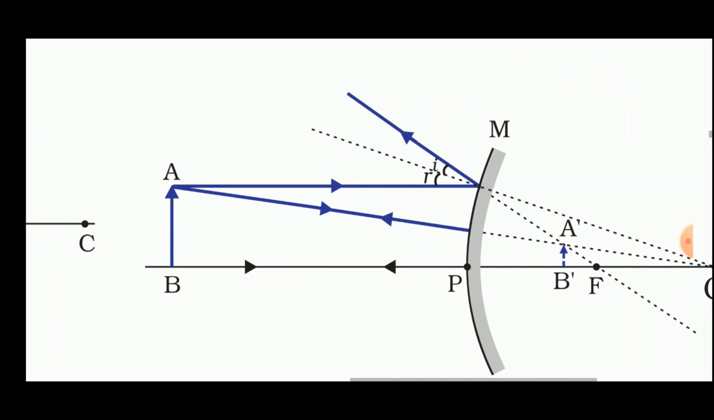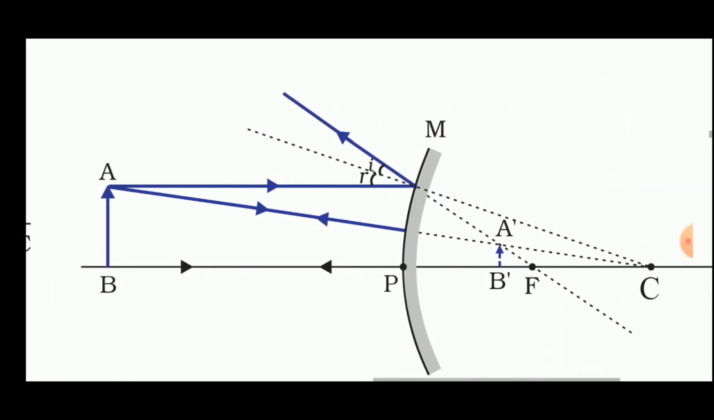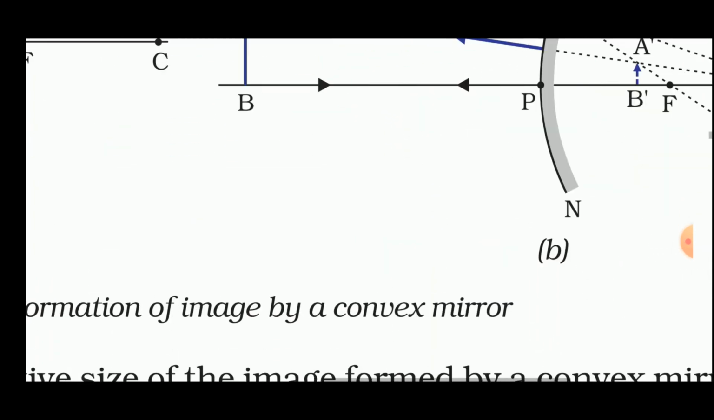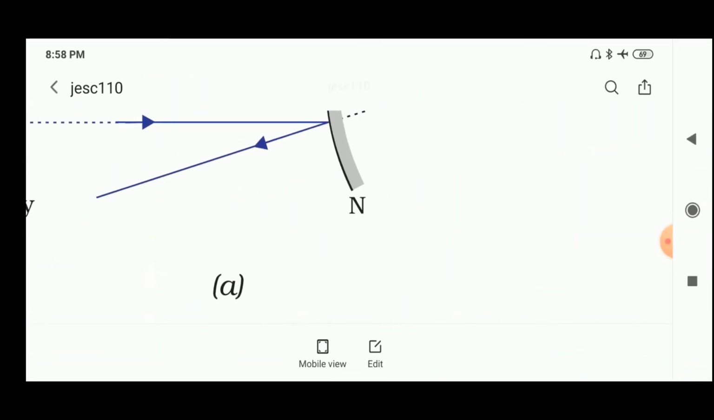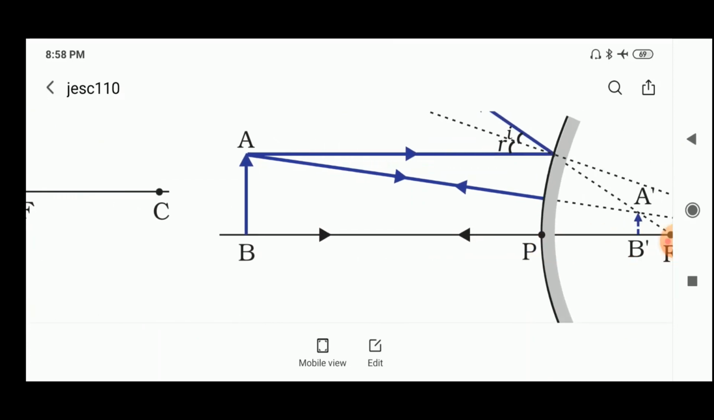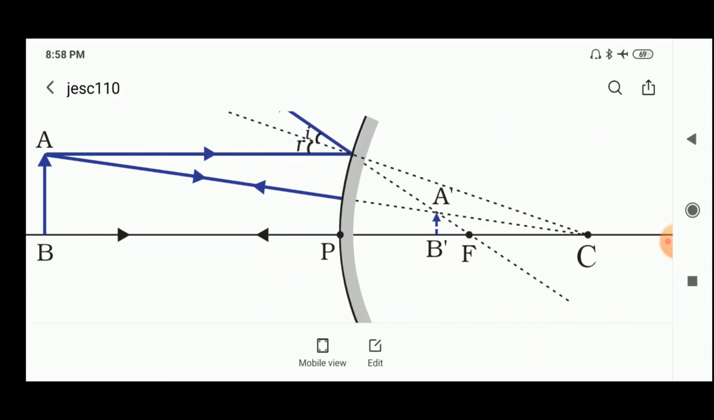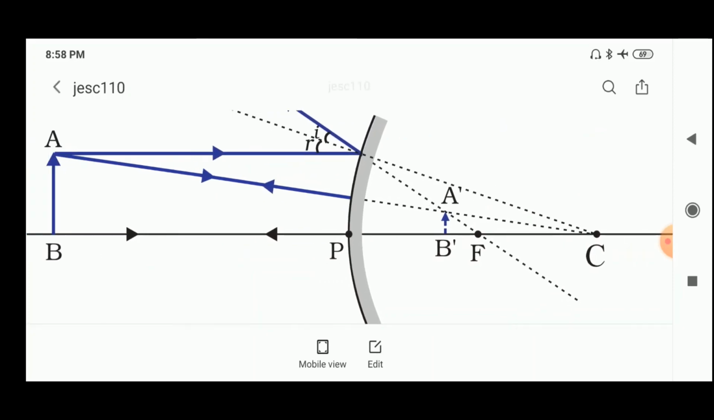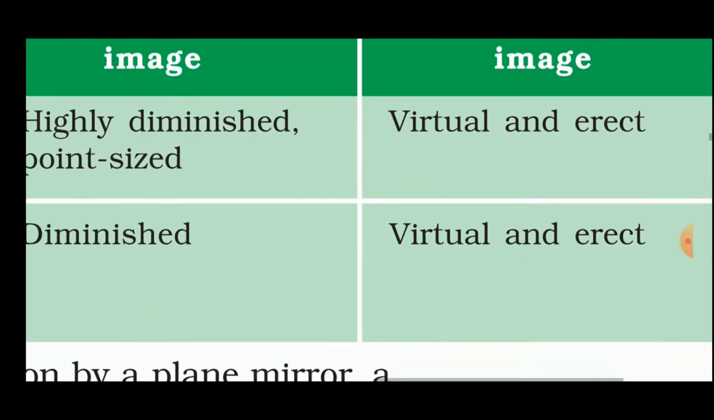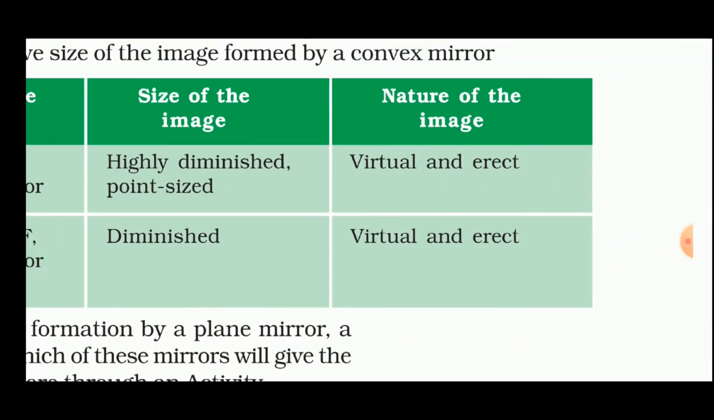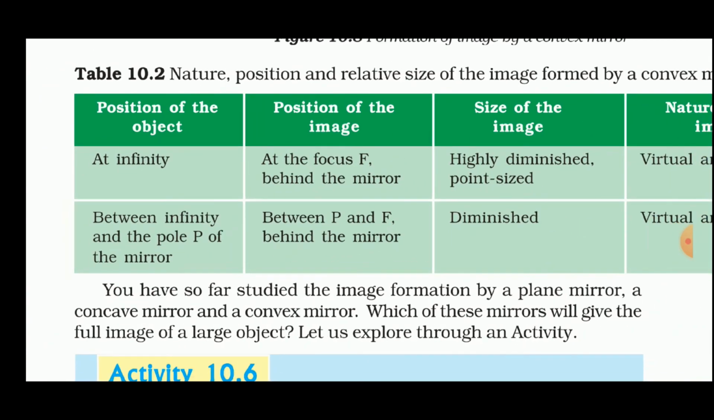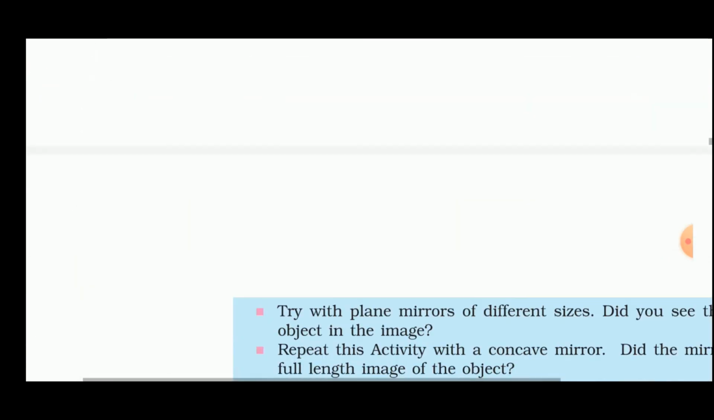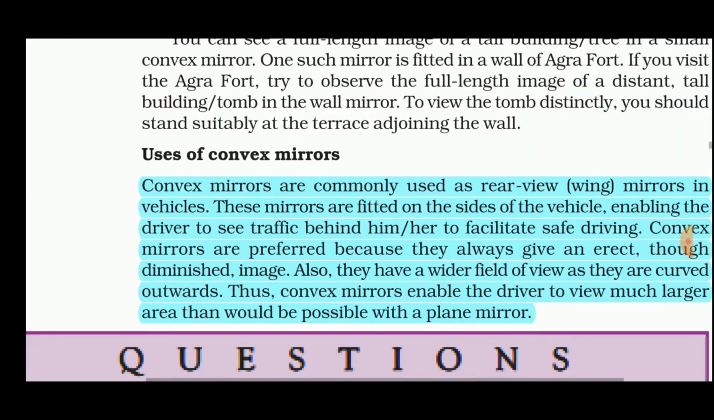And when the object is between infinity and the pole of the mirror, that means at any position in front of the mirror, the image is formed behind the mirror, and the nature of the image is what? Virtual and erect. So only virtual and erect images can be formed in the case of a convex mirror. Now, clear?